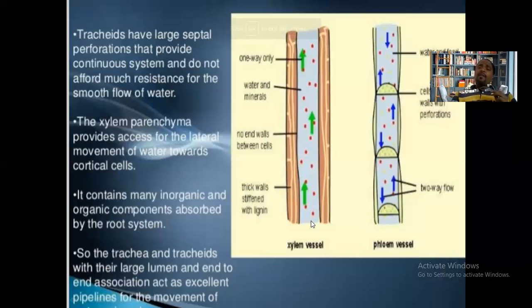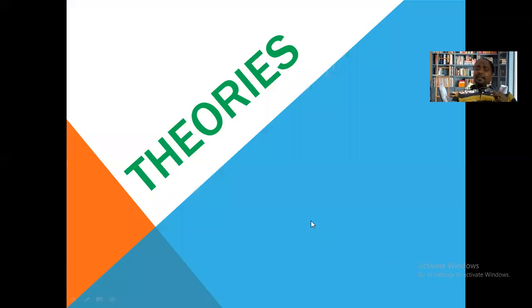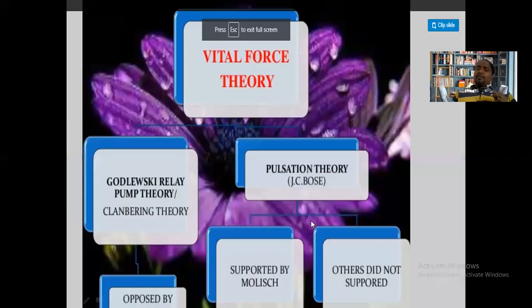Okay, now different scientists formed different theories to understand the ascent of sap. Okay, they proposed different theories. And what are these different theories of the ascent of sap? There are different types of theories, like vital theories. Some vital theories were also proposed by different scientists, among which is the relay pump theory, which was proposed by the scientist Godlewski.